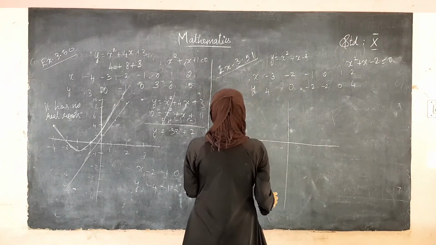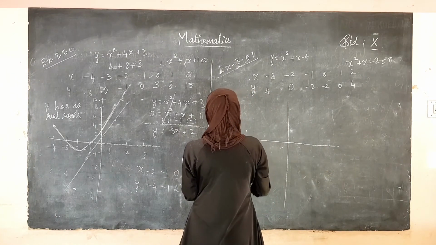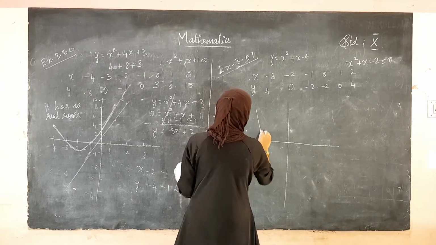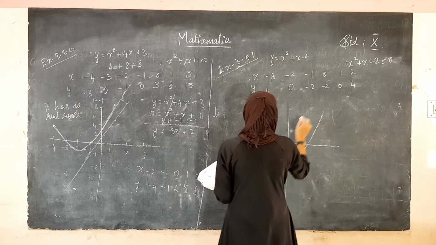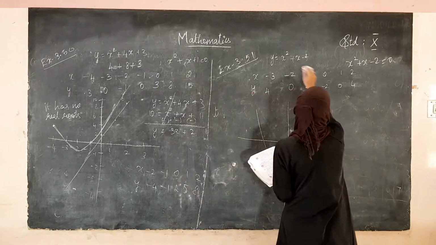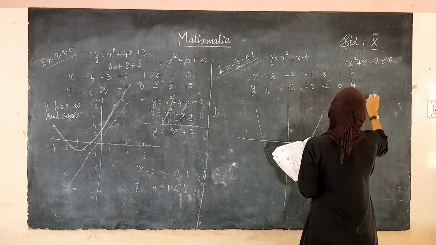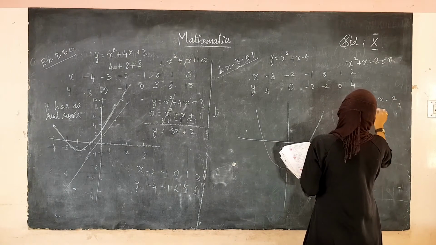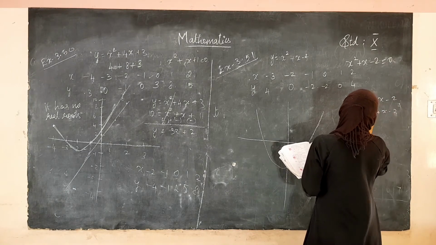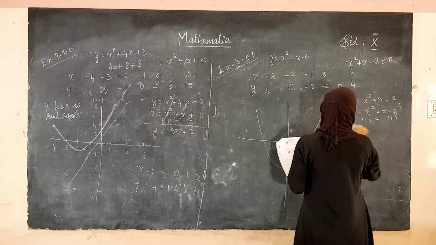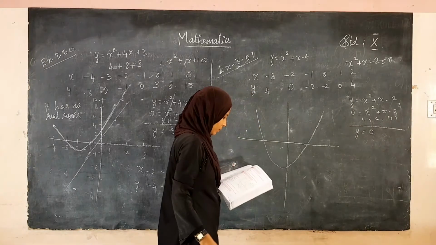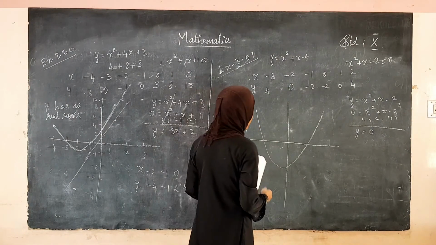What happens is the graph will be like this. See here, in your book they have given the graph will be like this. Then you have to solve both equations: y is equal to x squared plus x minus 2 and 0 is equal to x squared plus x minus 2. When we change the sign, what happens? y will be equal to 0.